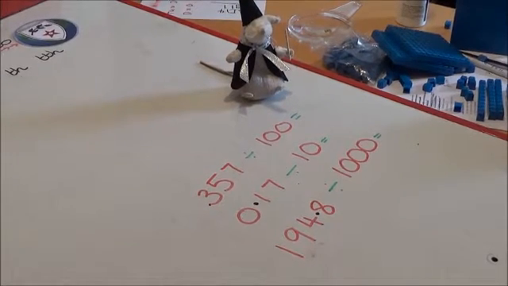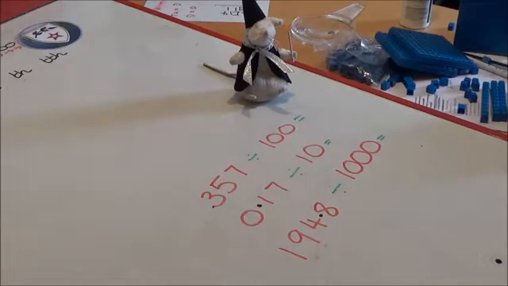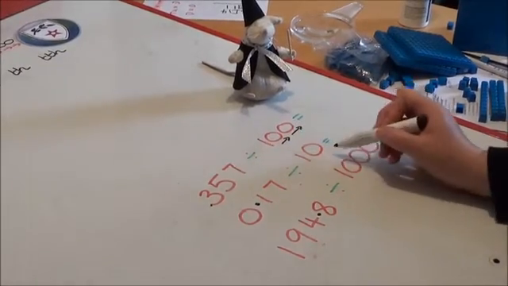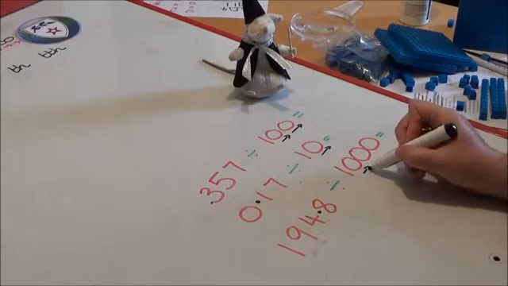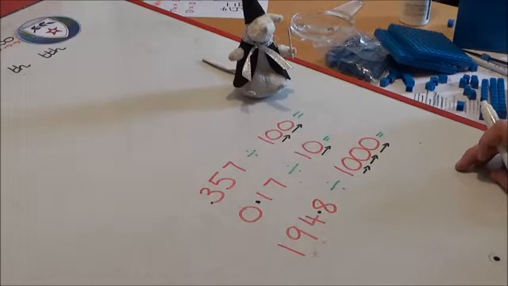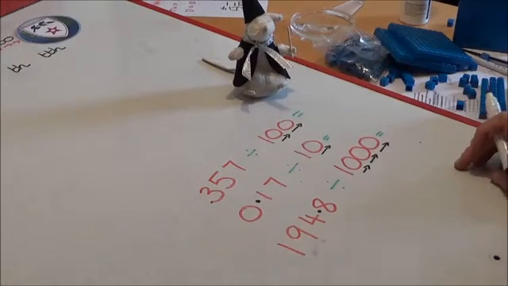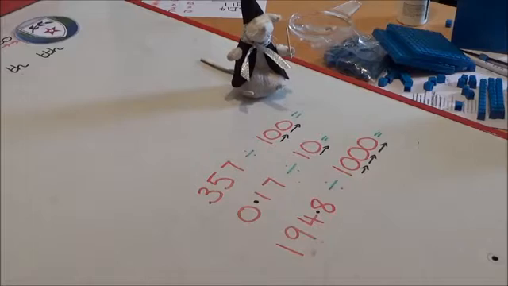Have a go at these questions. Use your place value understanding to work them out. Remember, when we're dividing by 100, we're moving it down 2 places. When we're dividing by 10, we're moving it down 1 place. When we're dividing by 1000, we're moving it down 3 places. Pause the video, work it out. If you need to, write the place value positions on a piece of paper to help you work it out, and we'll go through the answer once you're done.